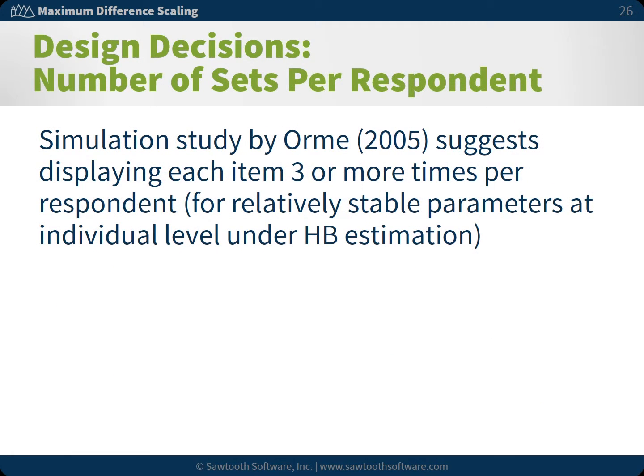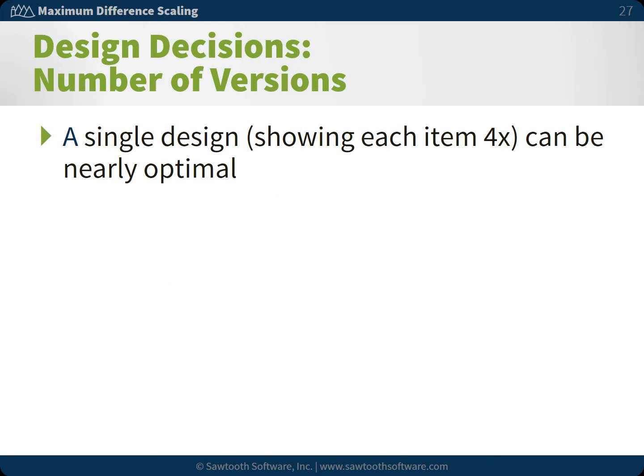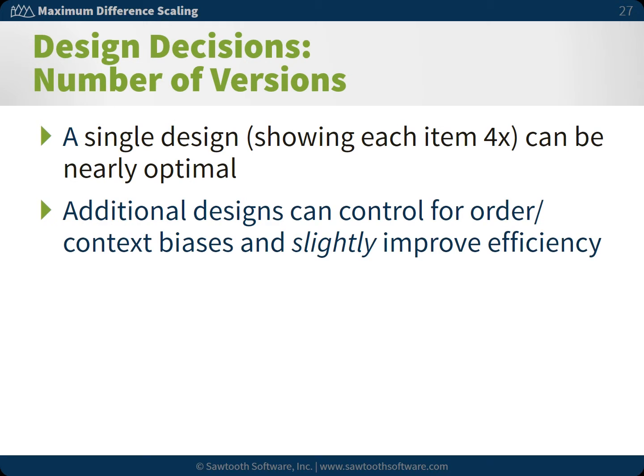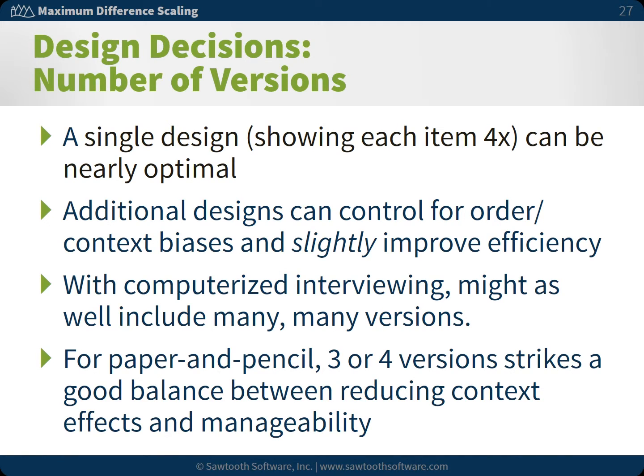Now, as far as the number of sets per respondent goes, in Orme's study, he suggests that you should display each item 3 or more times per respondent for relatively stable parameters at the individual level under HB estimation. If we show 10 sets to respondents at 4 items per set, each item of our 10 in the study will be shown 4 times. A single design, showing each item 4 times, can be nearly optimal in terms of statistical efficiency. Additional designs can further control for order and context biases and slightly improve efficiency. With computerized interviewing, we might as well include many versions. For paper and pencil implementation, perhaps 3 or 4 versions strikes a good balance between reducing context effects and manageability.